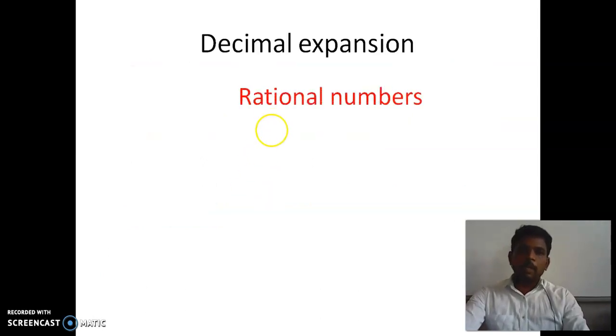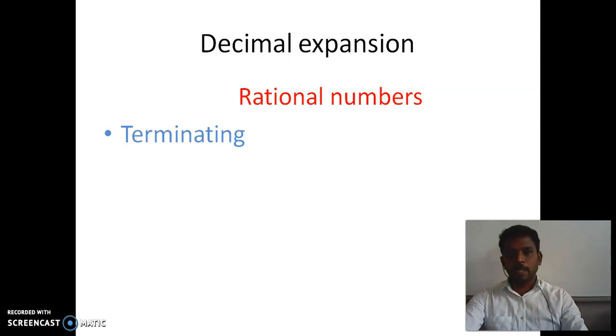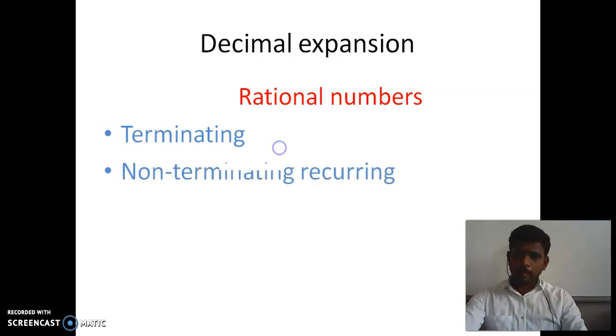Now the decimal expansion. I think decimal expansion also we have seen in the last class. What type of decimal expansion do rational numbers and irrational numbers have? First, rational numbers. There are two types of decimal expansions available under rational numbers: one is terminating and the other is non-terminating recurring. These are the only two types of decimal expansion of rational numbers.